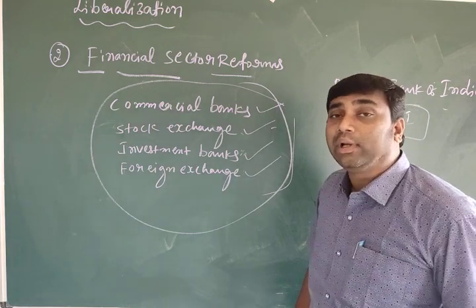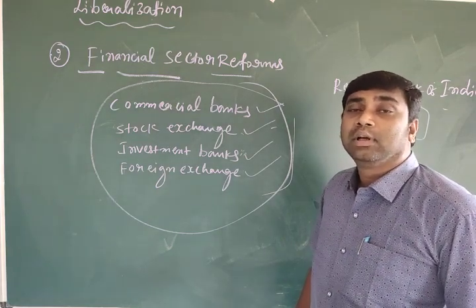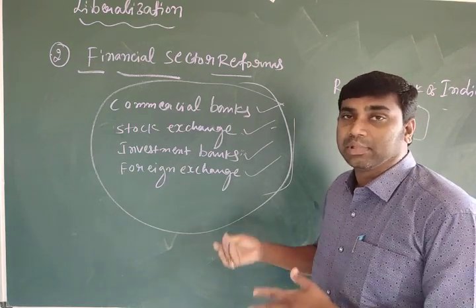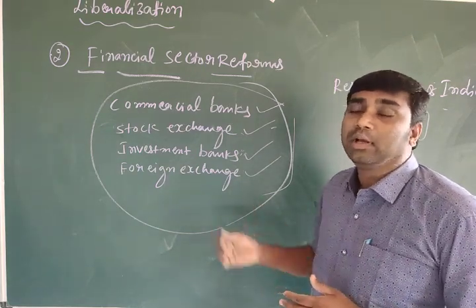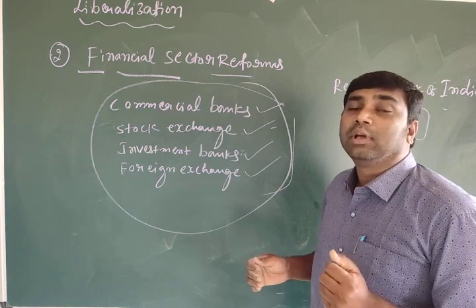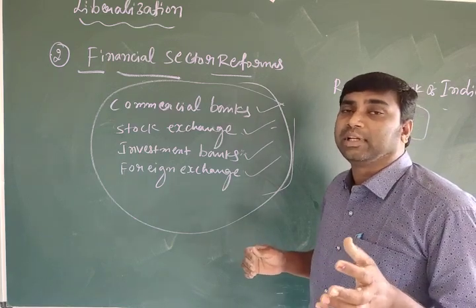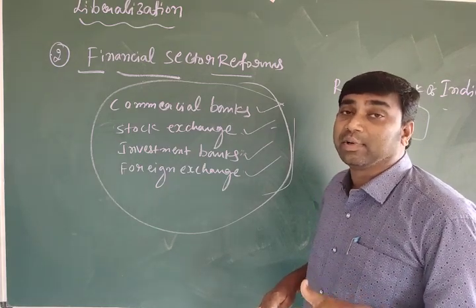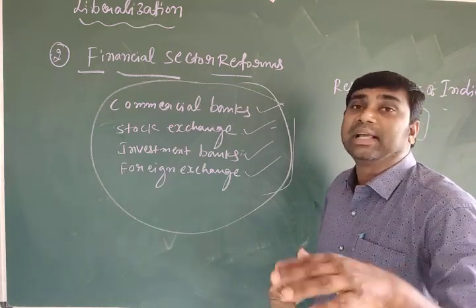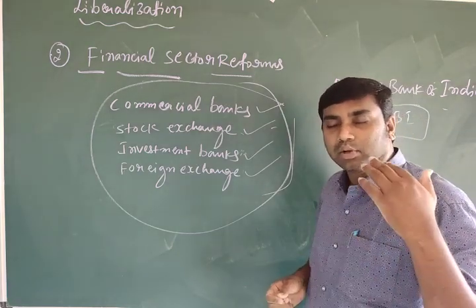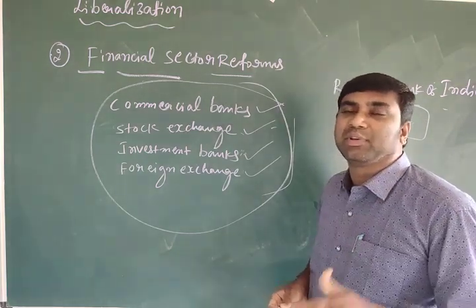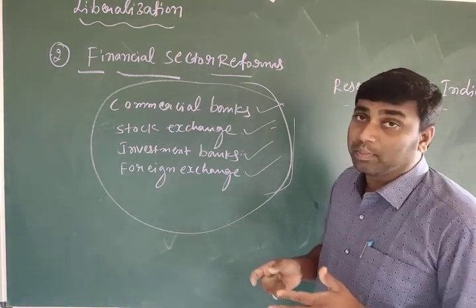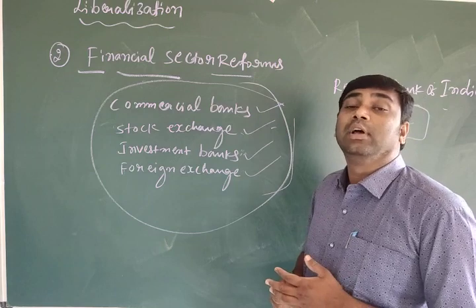The Reserve Bank of India decided how much interest rate should be fixed, how much money should be given, how much money should be provided as a loan, and especially how much the foreign exchange rate should be fixed. Everything was decided by the government. Branch expansion also required permission from the Reserve Bank of India, and to open a new bank or to close a bank, we had to get permission from the Reserve Bank of India.